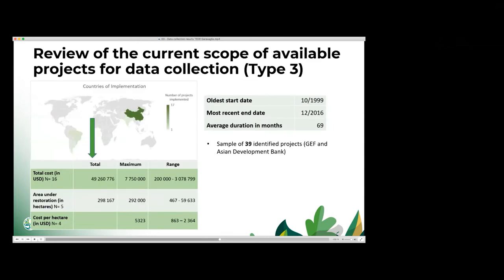We did the same exercise with projects with type 3 data, so projects already closed or close to the end. And again, here we have a quite wide range of total cost and area under restoration. Of course, again here, going into detail, we can refine this information and can better explain the variability with more consistent and homogeneous information collected.